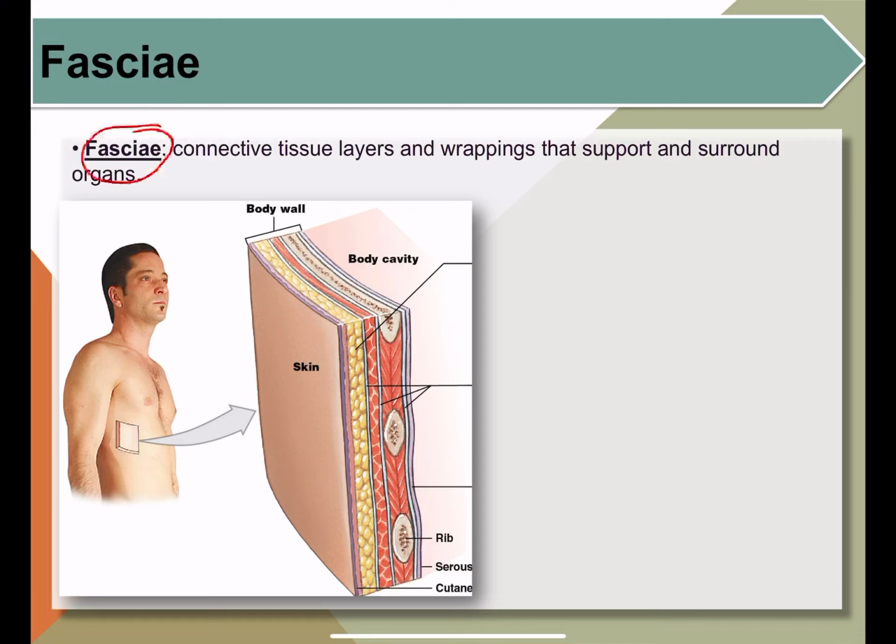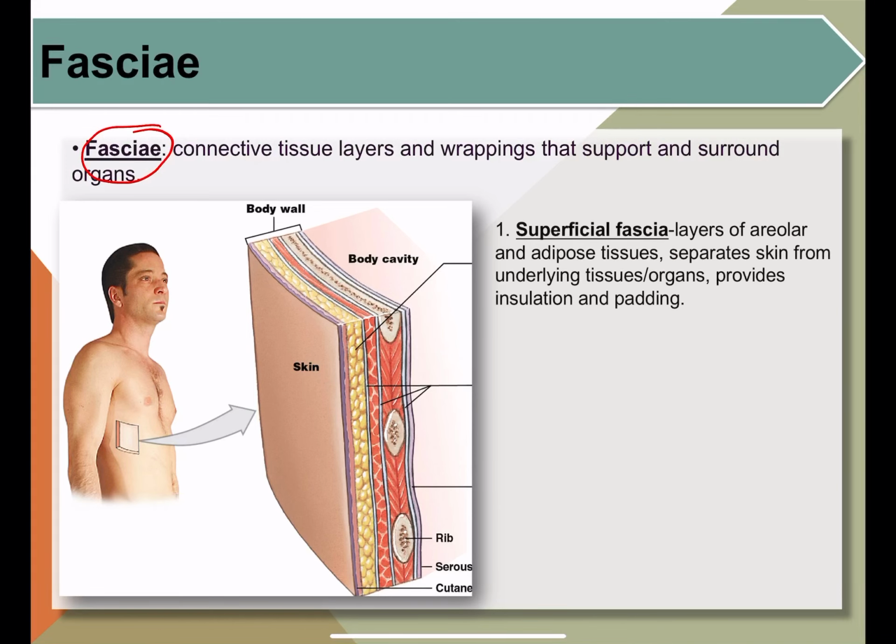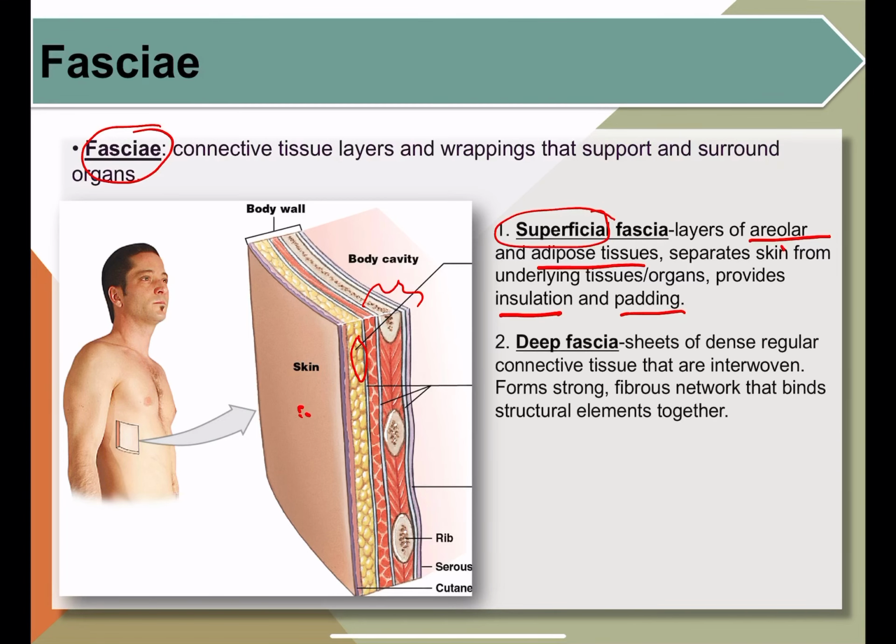tissue. There are 3 different types of fascia. The most outer layer is called the superficial fascia, which by its name you already know is the most outer layer, if you know what superficial means. The superficial fascia, for example, like this layer right here, is usually made up of areolar and adipose tissue, and is what separates your skin from the underlying tissues underneath, whether it be muscles or other connective tissue, and provides that insulation and padding because it has adipose tissue.